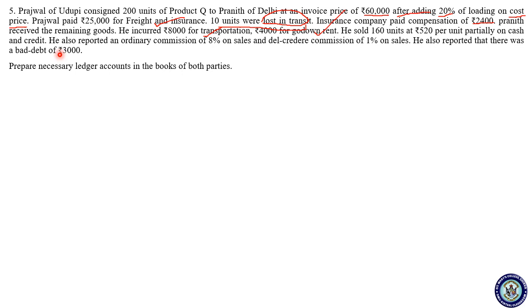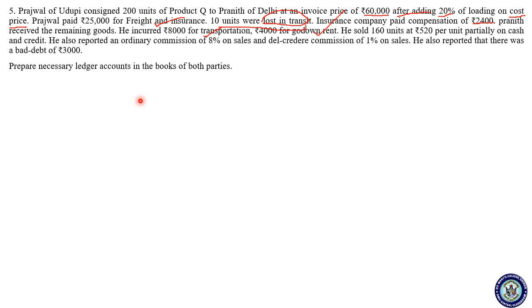So bad debt, when the consignor pays the del credit commission to consignee, in that case it's the duty of the consignor to bear the bad debt commission. Okay, so you have to prepare necessary ledger account in the books of parties. So which are the two main working notes you have to prepare?